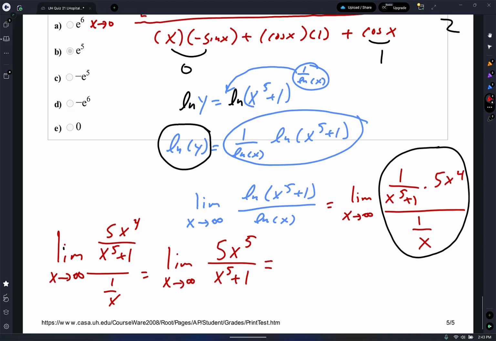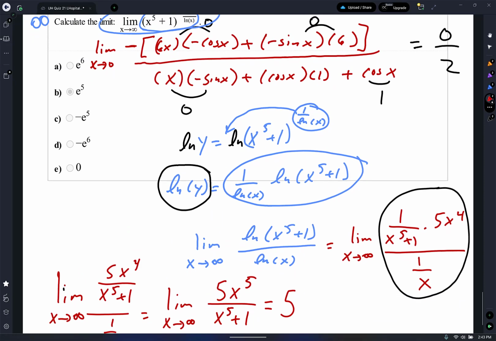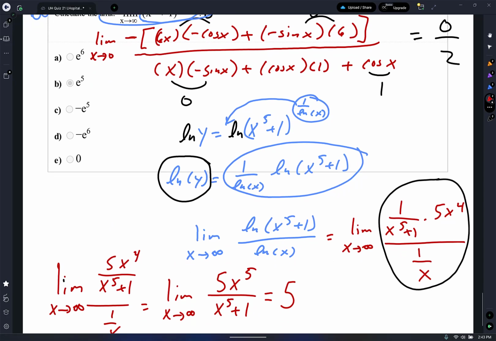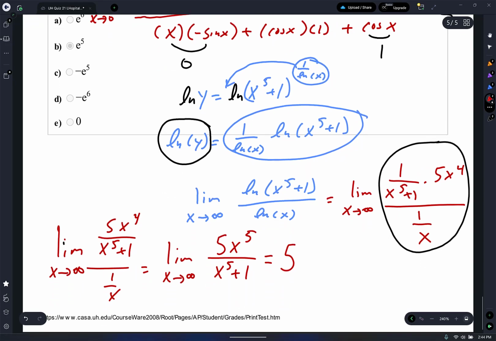Notice I have this. Hopefully by now there's a whole bunch of red flags in your head telling you this limit as x approaches infinity is what? 5. Everyone's okay with that? Then you're going to go to the answer choices. You'll say none of them have 5, but the only one that is just a positive 5 is B. Don't use that logic. It'll probably work, but don't use that logic.